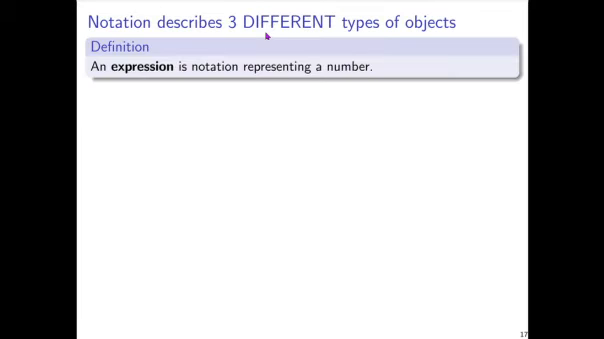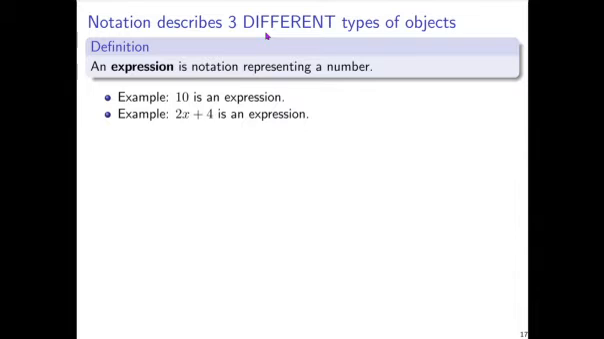In algebra, for the most part, notation describes three very different types of objects. First, there's an expression, which is notation representing a number. For example, 10 is an expression, 2x plus 4 is an expression.